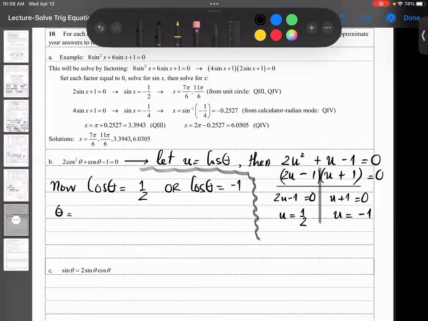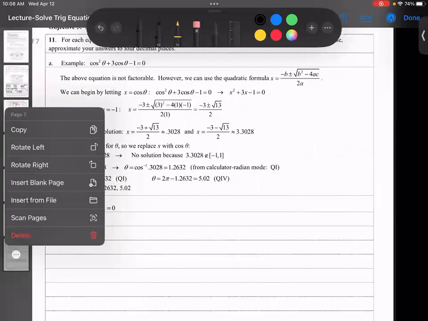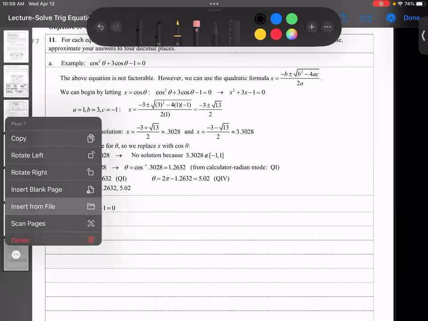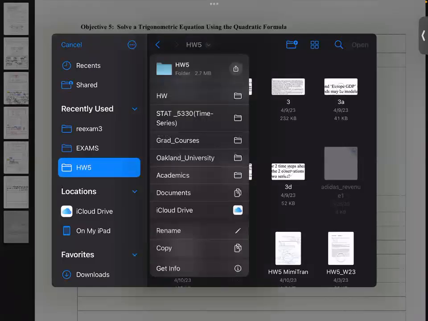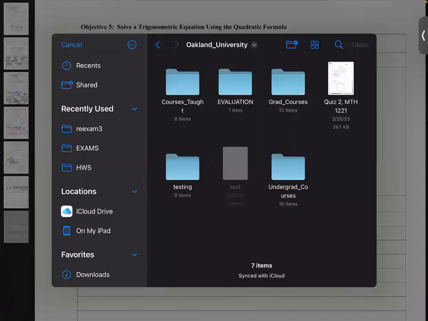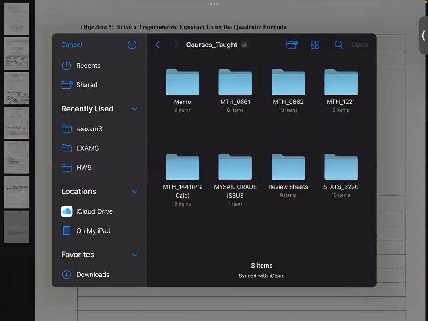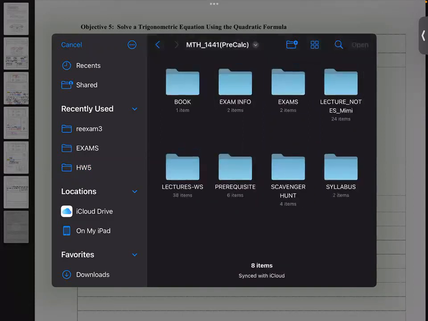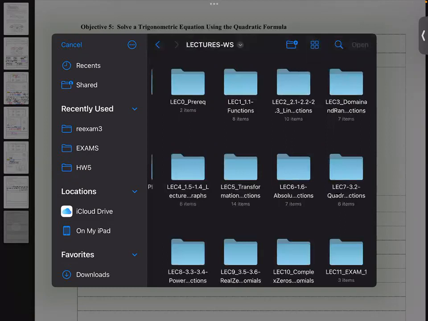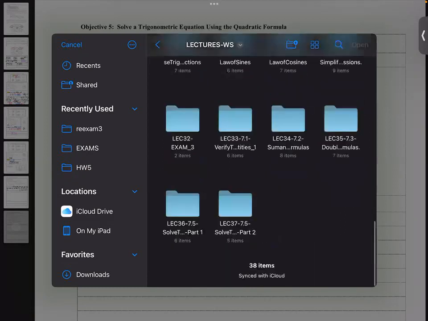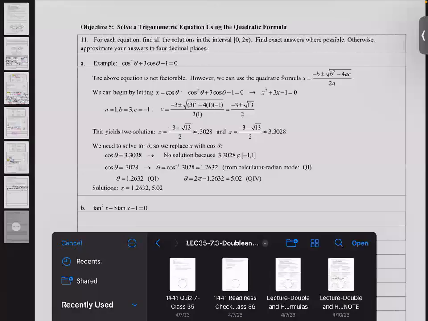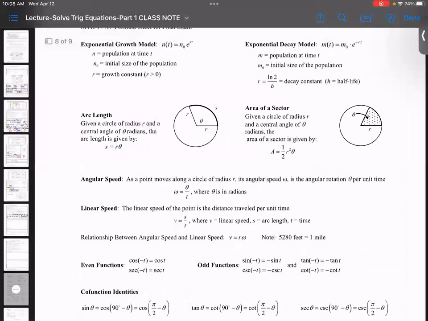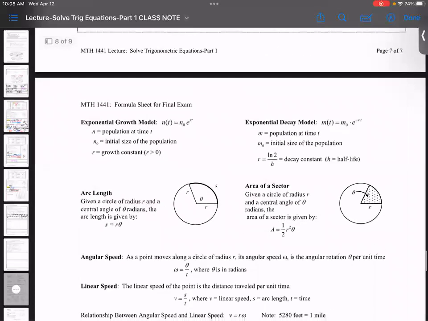By the way, let me insert my file. I never shared this with you. I should. I'll share it by email on Tuesday night. Your formula on the final exam, the one that you are given. So here is the formula sheet you are given for the final exam.